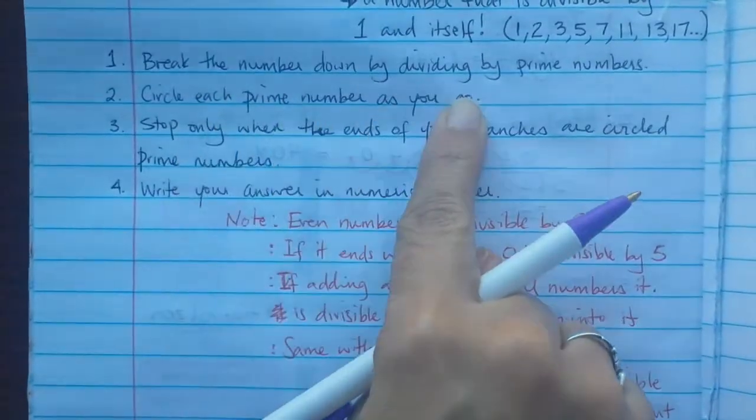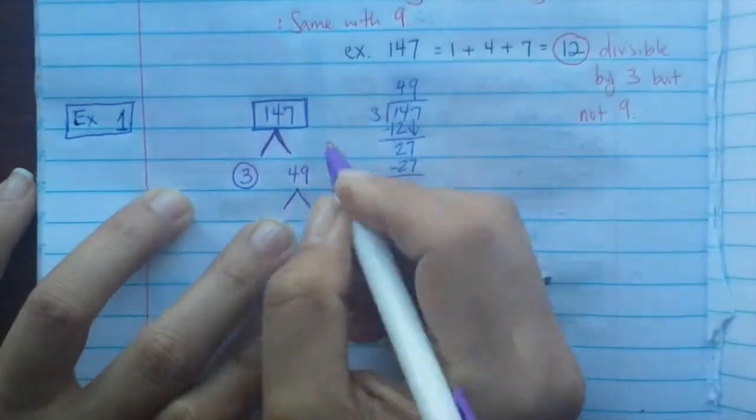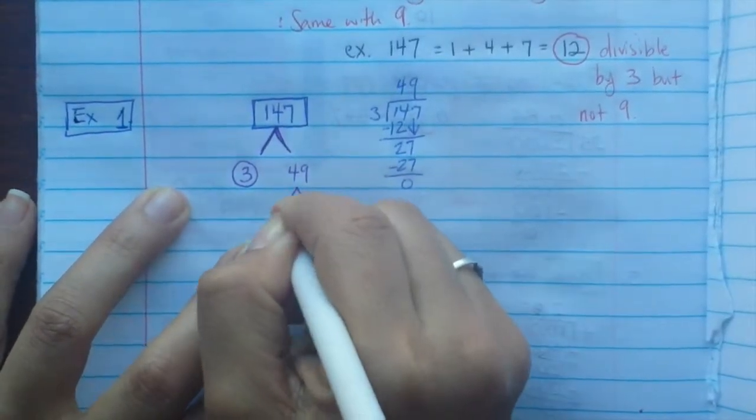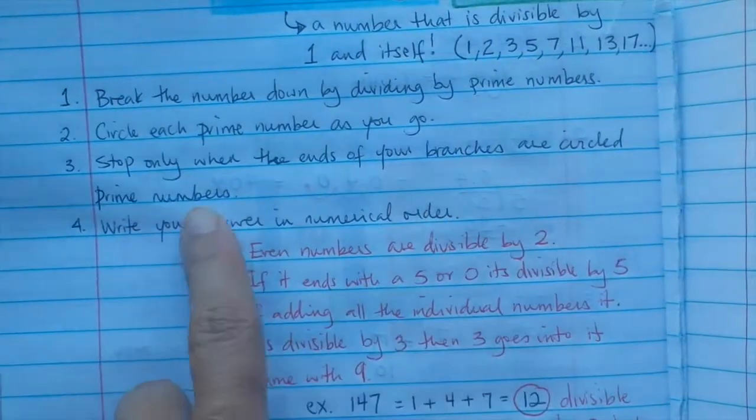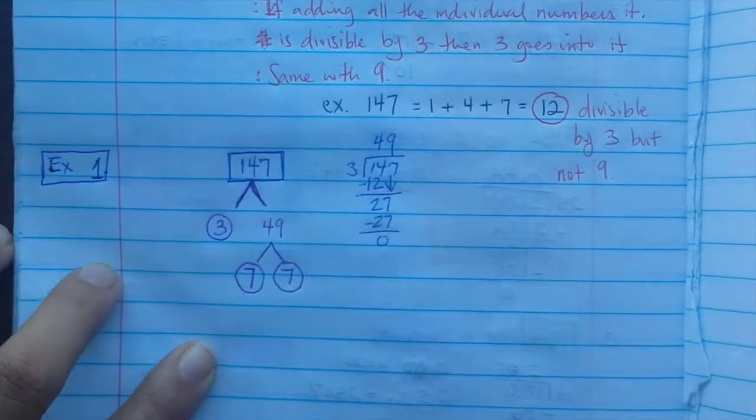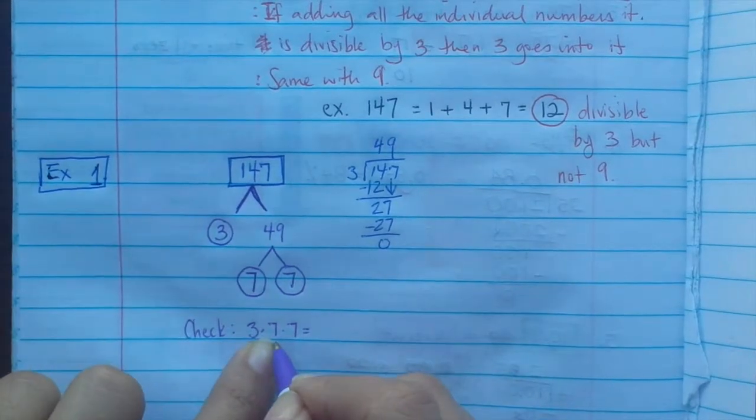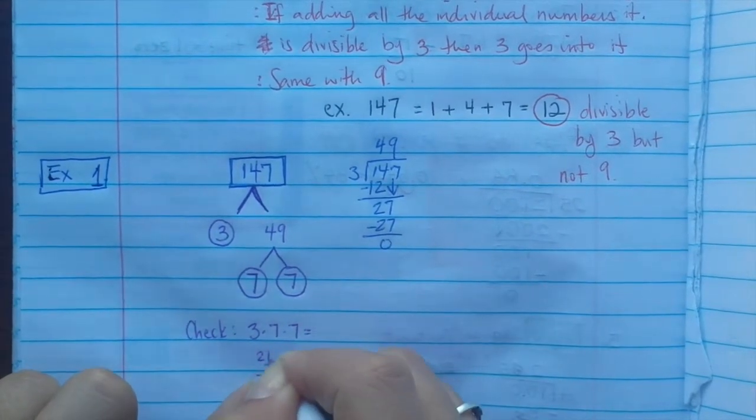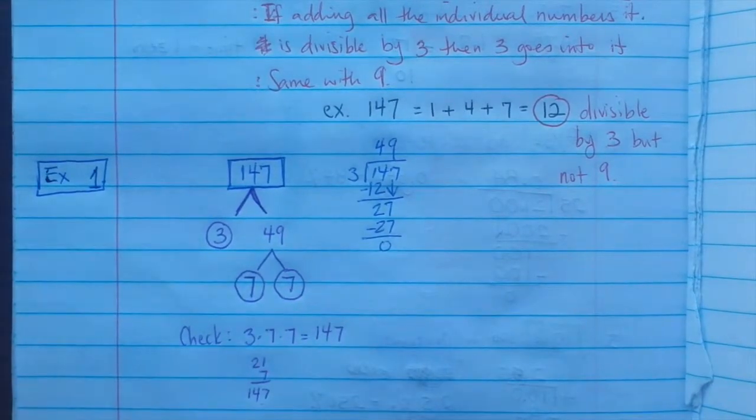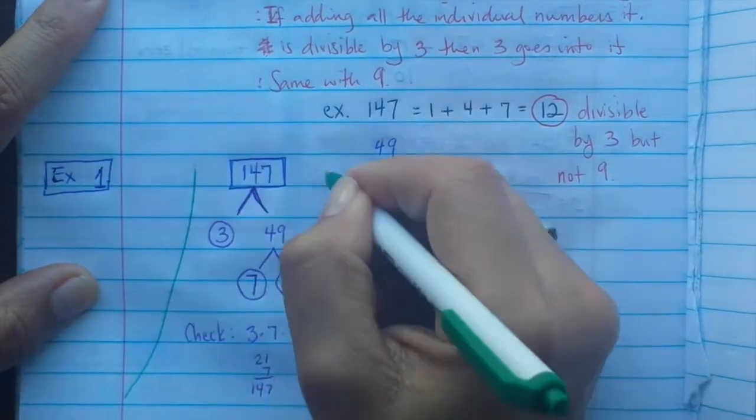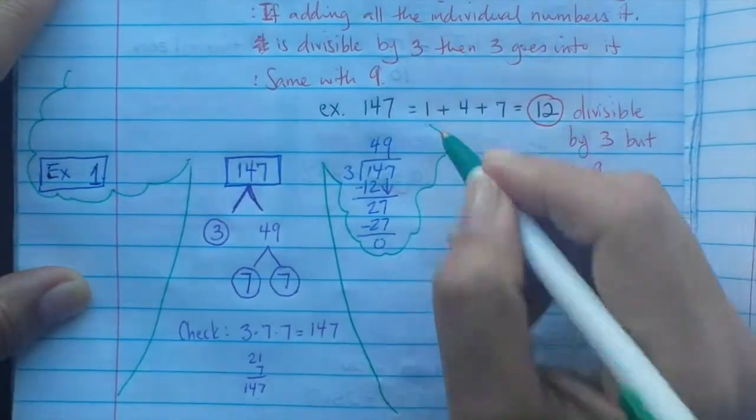And remember, every time you get a prime number, you circle it. So 3 times 49. 49 is not a prime number. It breaks down to 7 times 7. 7 is a prime number because it's only divisible by 1 and 7. So I've stopped because everything is circled on the end branches. And then you can check it: 3 times 7 times 7. When you multiply all your circles, it should give you the original number. 3 times 7 is 21. 21 times 7 is 147. So that's how you break it down. It's going to be very important to be able to break down a number into its prime numbers.